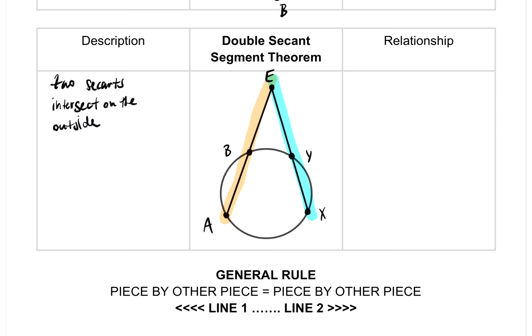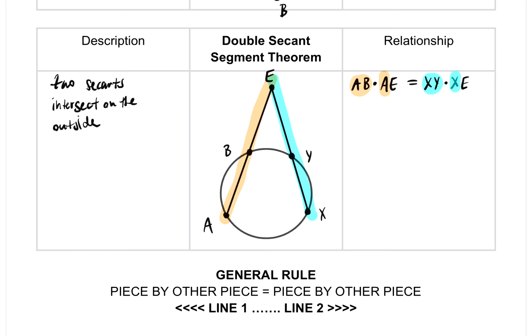Now, I'm going to multiply AB times, except now I want the whole line. Look at this. This is where it's different from last time. Now I want AE. Okay, that's equal to, so maybe this is the orange side. There's my AB, there's my AE. Now I want the same thing for this other line. I want XY times XE. XE is this whole segment, right? You guys see that? The whole blue line.